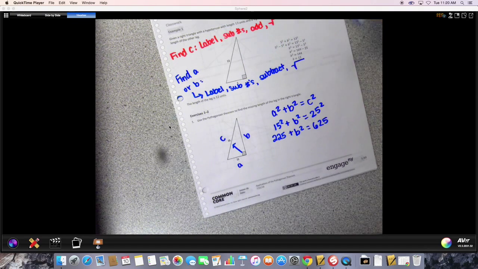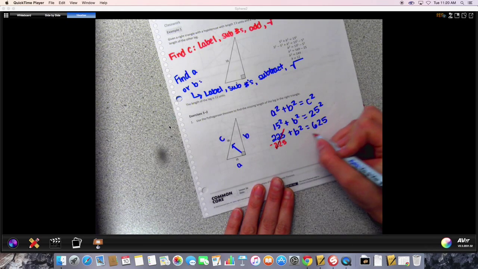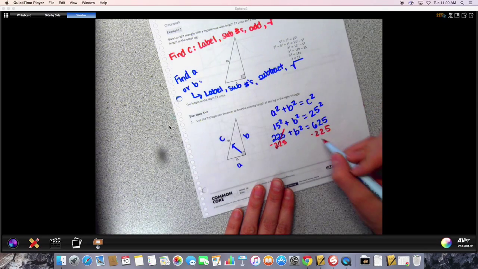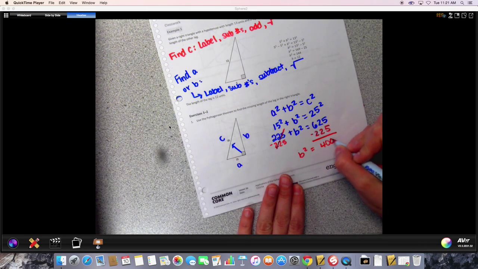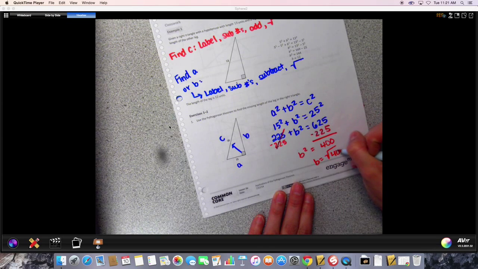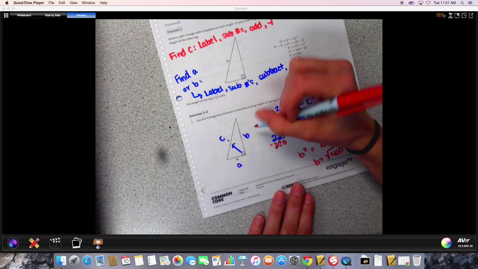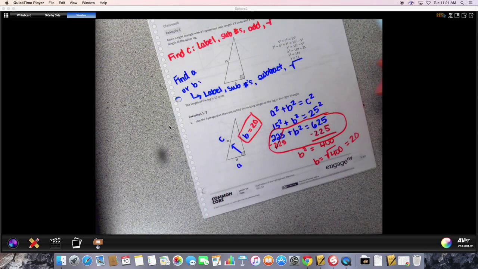Now our next thing to do is going to be to subtract. Yesterday we added, but now we're going to subtract because we have to solve an equation here. So we're going to subtract 225. I'm only doing it here to cancel it, but what I really want is this right here. I'm going to subtract 225 from here to balance the equation. Now I've got b squared equals 400. And then my last step is to take the square root of that. So b equals the square root of 400, which equals exactly 20. So b equals 20. Again, the only difference between today and yesterday is right here. Instead of adding our numbers and then taking the square root, we subtract them to find A or B.